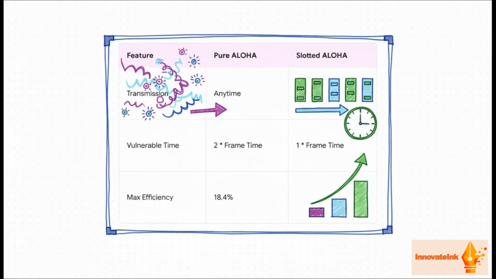This slide really shows how one simple rule can make a world of difference. With pure ALOHA, devices just transmit whenever they feel like it, which, as you can imagine, leads to total chaos. Slotted ALOHA introduces one tiny rule. You can only start transmitting at the beginning of a specific time slot. That simple change cuts the risk of a collision in half and literally doubles the network's maximum efficiency.